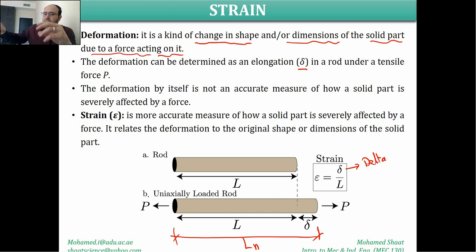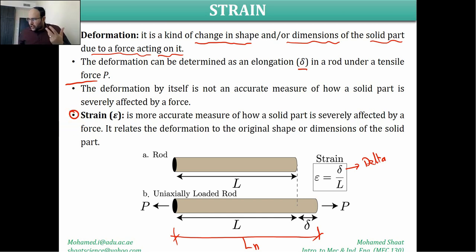So the difference gives us delta. It means that there is a deformation, and this deformation is measured by the elongation of this bar, because of the applied tensile force. The deformation by itself is not an accurate measure of how severely a solid bar is affected by a force. And this introduces something that we're going to name strain.